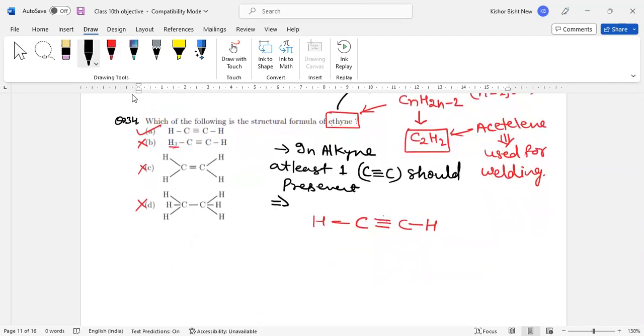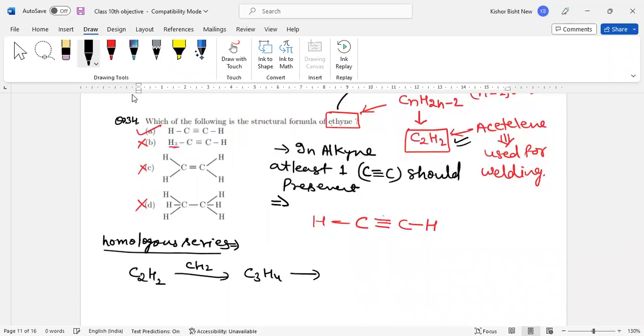Please remember, again I'm writing some points about ethyne. Whenever we talk about the homologous series of ethyne, they ask a question like, write the first three members. Students do it wrong, starting from one. Please remember the first member is C2H2, and then you add a CH2 group or 14 unit mass, then you will get C3H4, then C4H6, then C5H8.